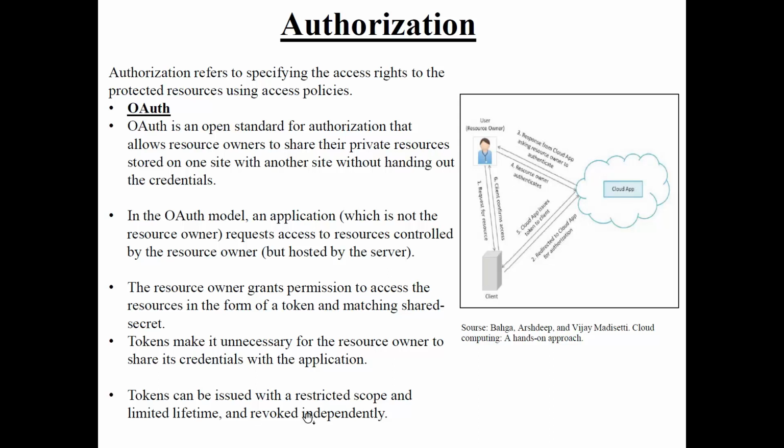Moreover, tokens can be issued with a restricted scope and limited lifetime, and they can be revoked independently. A limited lifetime is important because after a certain time it should expire, so that even if an attacker gets hold of the token, they cannot reuse it at a later time. The diagram here is showing the OAuth flow.